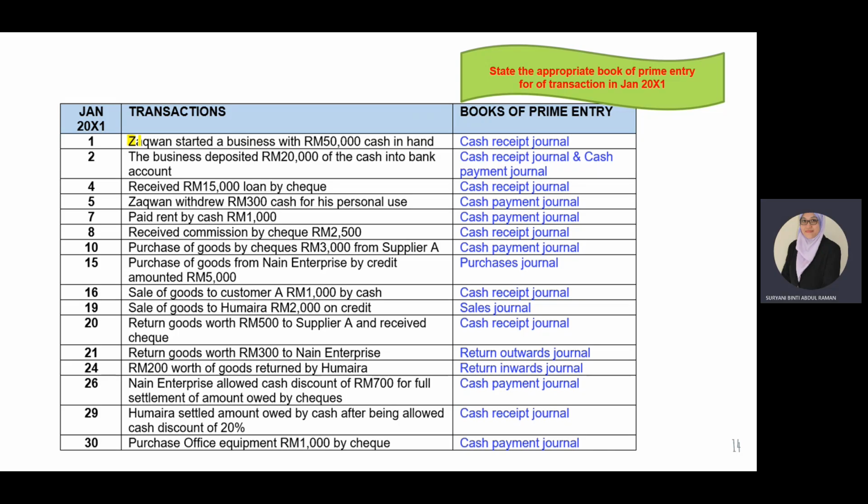The keyword here, Zakwan. Zakwan is the owner. He started a business with 50,000 cash in hand. So it shows that there is a cash inflow transaction into the business. Therefore, the most appropriate journal is cash receipt journal. Look at example number 2.